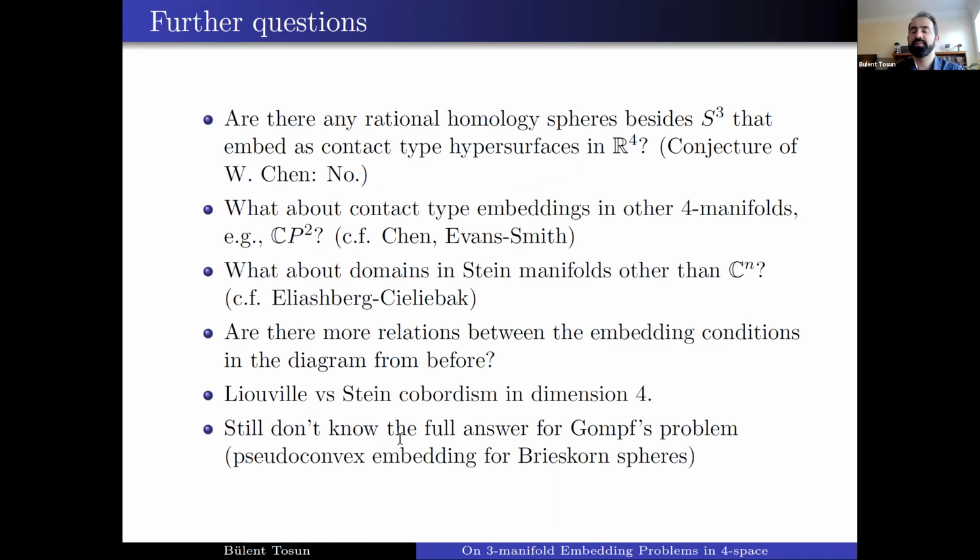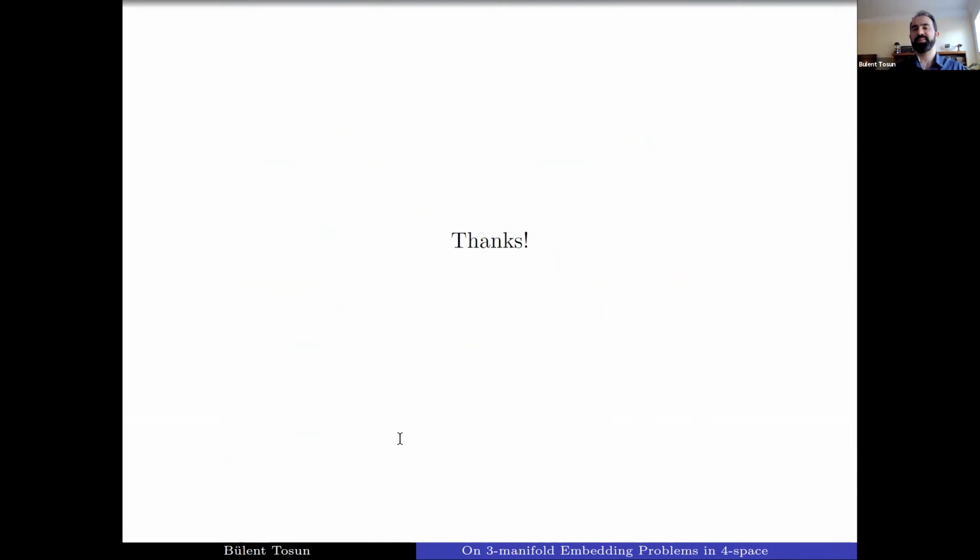Maybe one last question: we still don't know the full answer to Gompf's problem. Remember, it was asking whether there cannot be pseudoconvex embeddings of Brieskorn spheres with either orientation. And I think with that, that's all I want to say. Thank you so much.